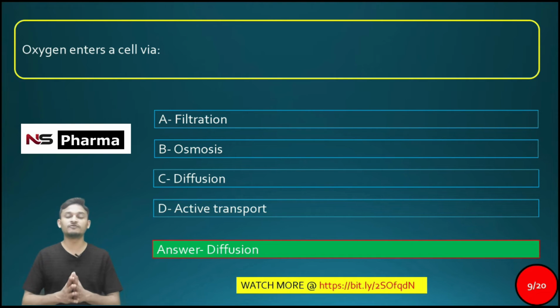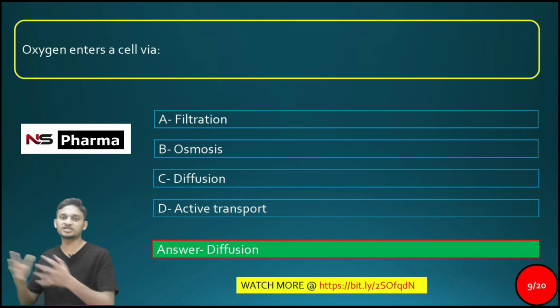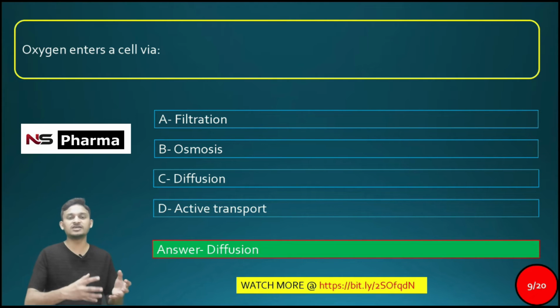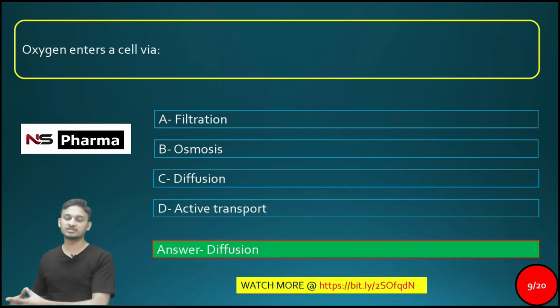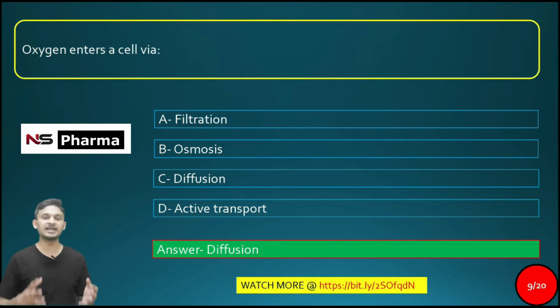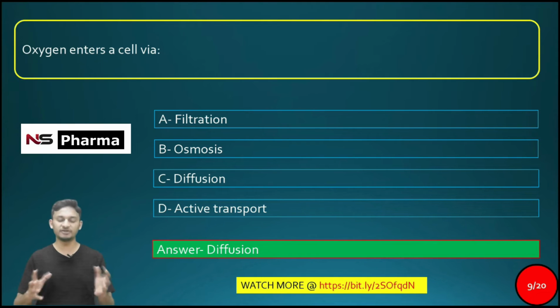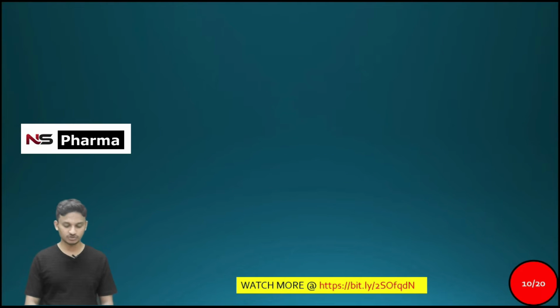In simple diffusion there is no need of any energy. It works on the principle of the concentration gradient. The oxygen will move from higher concentration to lower concentration. That is called diffusion or simple diffusion. So oxygen enters a cell via simple diffusion. Now we will move to the next question.